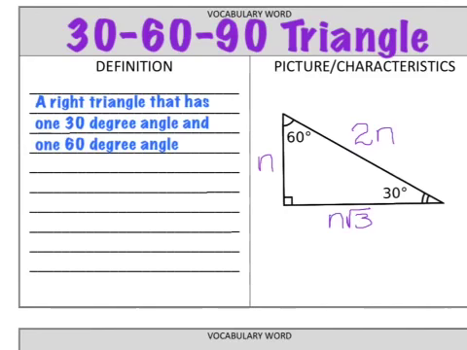Now, one way to remember where the n square root of 3 is, it's on the same side as the 30 degrees. So 3 and 3. Okay, so smallest side we would call n. Hypotenuse is twice that size, so we call that 2n. And then the side with the 30 degrees is n root 3. So having this template will help us find missing sides of our right triangle. So let's give it a try.